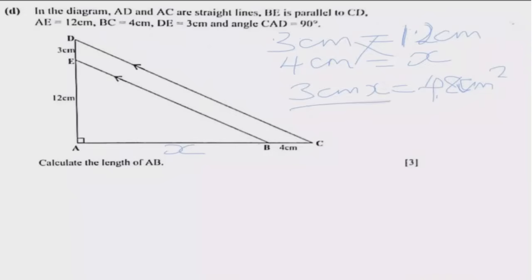Then we divide both sides by 3 centimeter. Why? We want to remain with x on one side of the equal sign. That means this 3 centimeter and this 3 centimeter will cancel each other out, leaving us with x. Now 48 divided by 3 will give me 16. Centimeter squared divided by centimeter will give me centimeter. So the length of x, or the length of AB, is 16 centimeter. Where there is x, we can even remove x and put 16 centimeter.